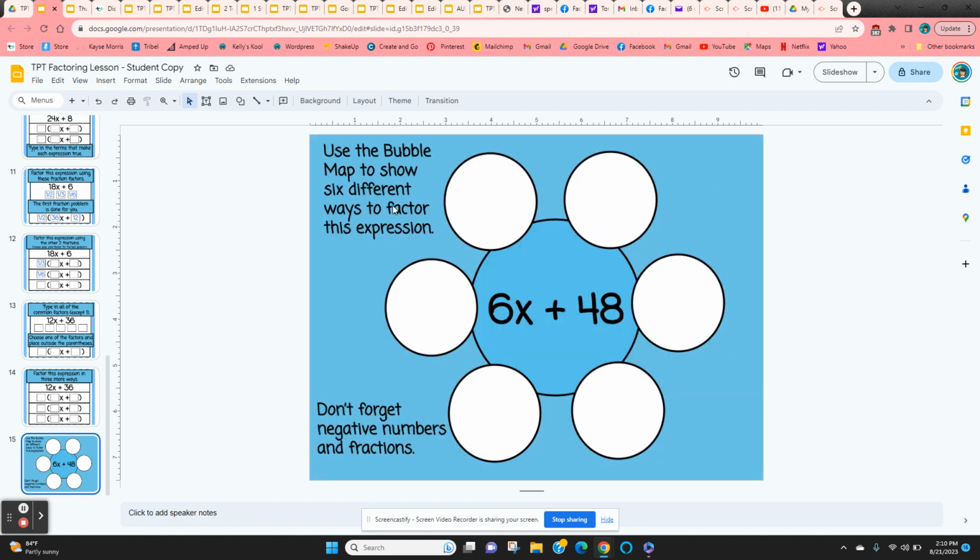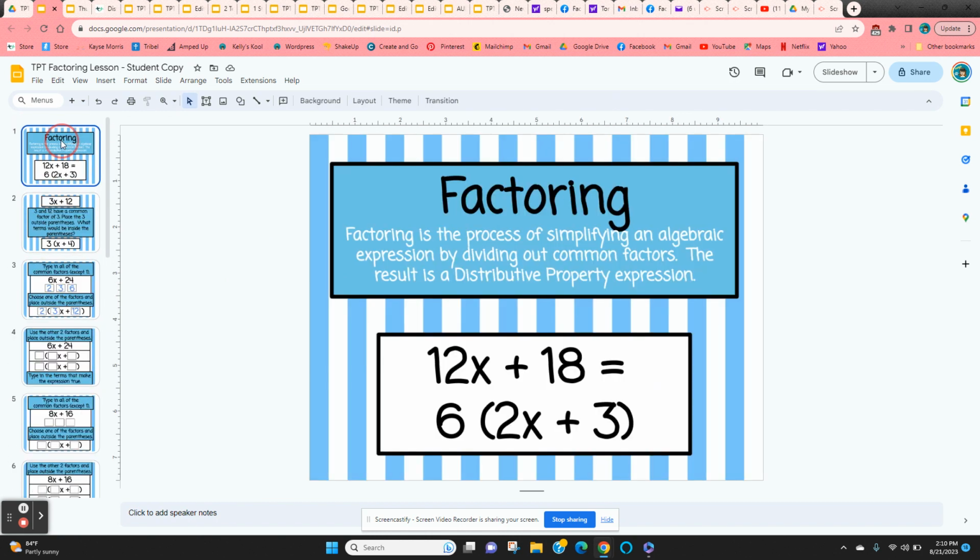Now on the very last slide, we've got a bubble map. So it says they're going to show 6 different ways to factor this expression. And they can use negative numbers, they can use fractions. So for example, they're just going to double click, and if they use 6, their expression would be 6x plus 8. They're going to type a different expression in each of the bubbles. So that is the lesson on factoring, digital lesson.